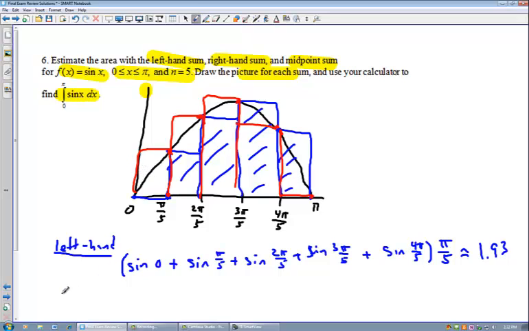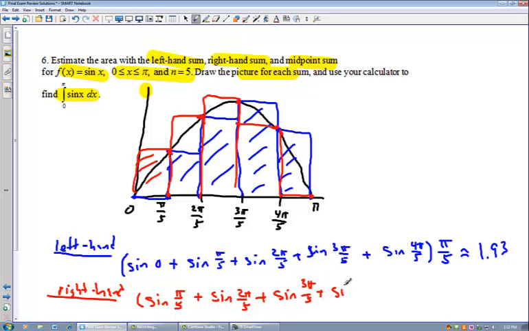And so I want to figure out the right-hand sum. I do the same thing, but now instead of sine of 0, I start at sine of pi over 5. Right, that's this height. And in the end, I'll multiply by pi over 5 to get this sort of area. And then plus the sine of 2 pi over 5, plus the sine of 3 pi over 5, plus the sine of 4 pi over 5, plus the sine of pi. Then all times pi over 5.